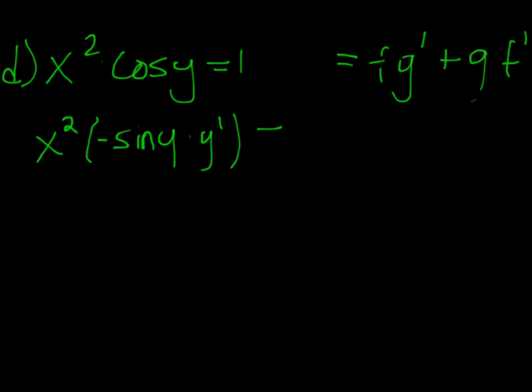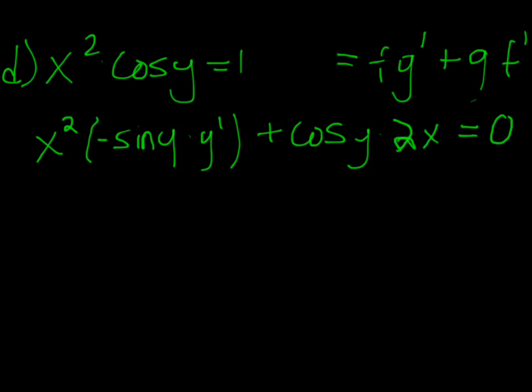And silly me, I forgot something: the second half of the product rule. So my g just goes cos y, and the derivative of x squared is just 2x. There we go. I feel like I'm learning to write again when I'm writing on the iPad.